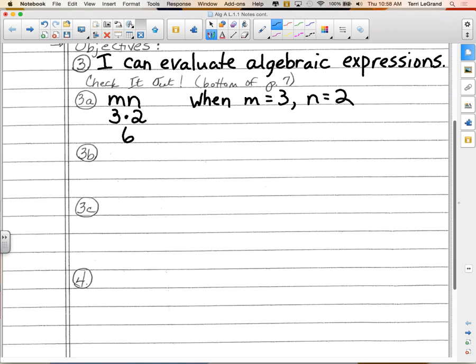Our evaluation, find its value. The value for mn, when m is 3 and n is 2, is 6.